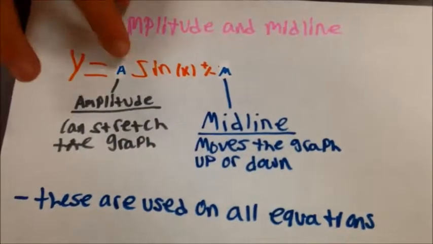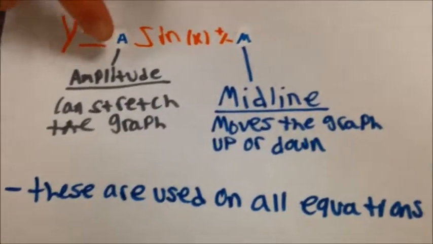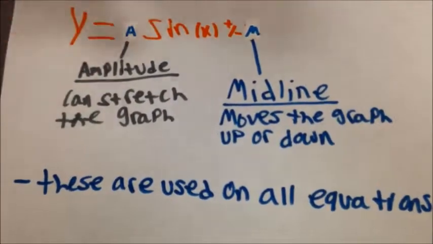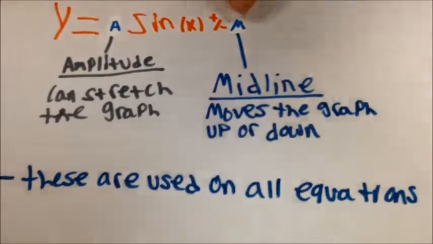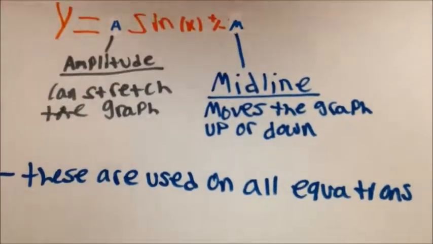And this is the amplitude, which means this is the stretch of the graph. It multiplies the graph, either stretching it or condensing it. And then this is the midline, which can move or transform it up and down. And these are used in all equations.